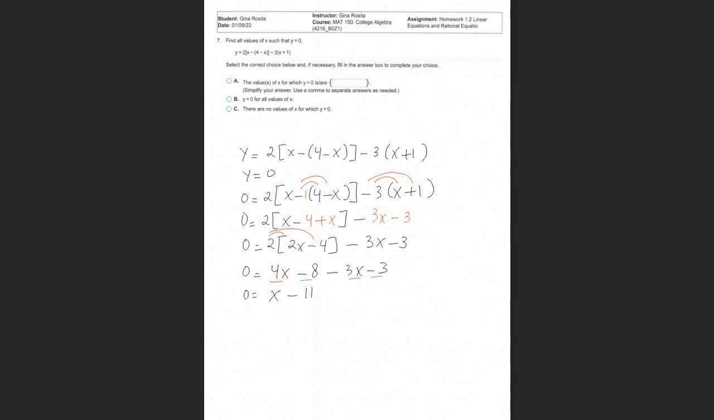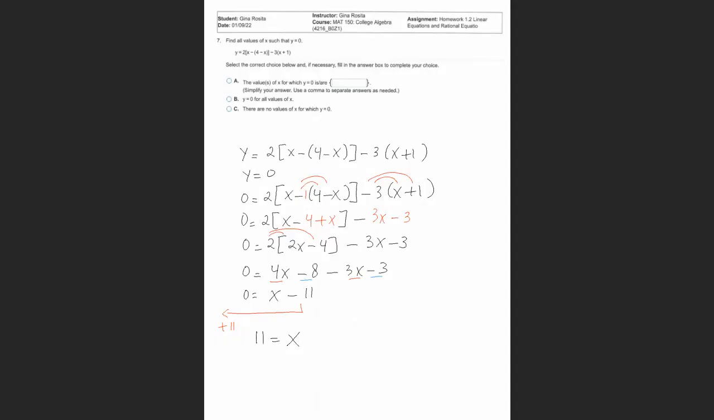So now move negative 11 to the left side, it becomes positive. Oh, I forgot to write down on the top. So now I write down over here, A. The answer is 11. This is number 7. Now, go to the next one, number 8.